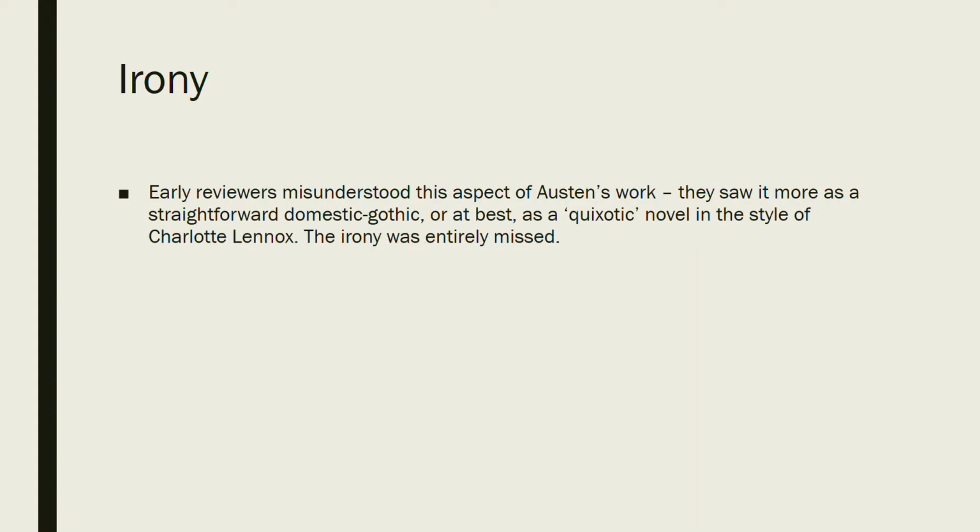The irony was missed by early reviewers. Nowadays we can look at it and see it as one of the foremost strengths of this book, its weird, ironic posture. But early on this was not noticed. It was completely missed, as very clever things tend to be in the eras in which they're written. It was perceived as a sort of straightforward domestic Gothic, or at best as a quixotic novel in the style of the female Quixote, i.e. completely unoriginal. The irony itself was missed, was looked over.